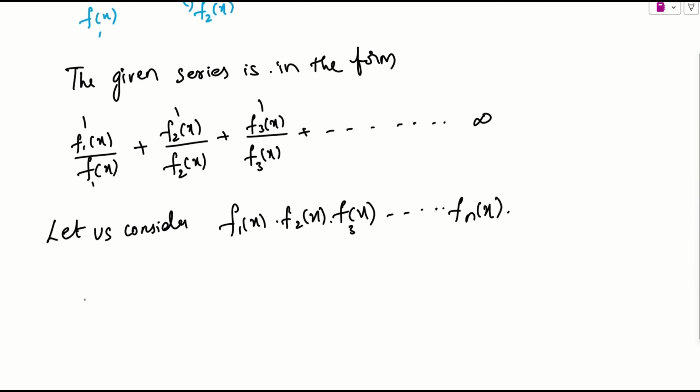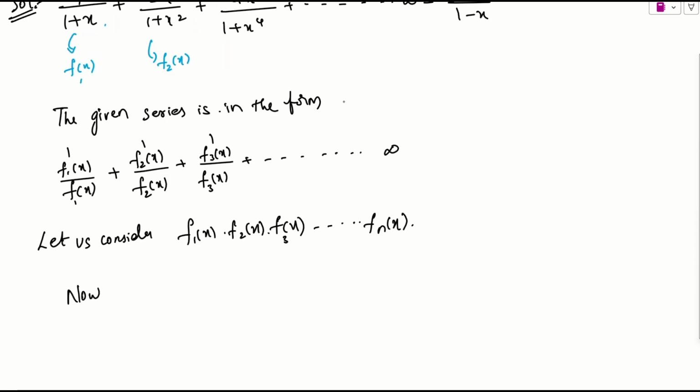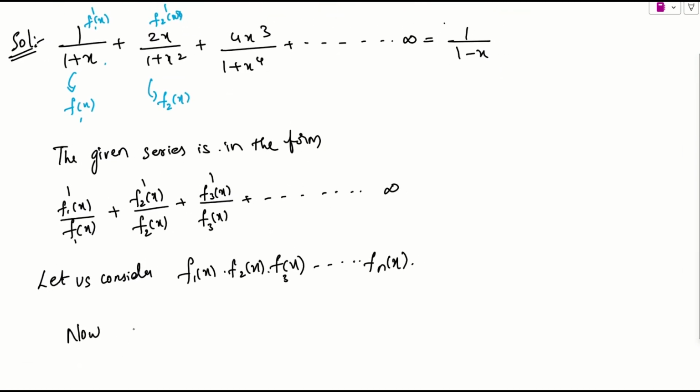For this, what is f1 of x here? f1 of x is nothing but the denominator. So the denominator will be 1 plus x. So simply let us take 1 plus x. What is f2 of x? 1 plus x square. f3 of x, 1 plus x power 4, and so on. These are multiples of 2. So simply the nth term will be, this is the first term, 2 power 1, the second term 2 square. I can actually write it as 1 plus x power 2 raised to the power n minus 1. Are you getting my point here?